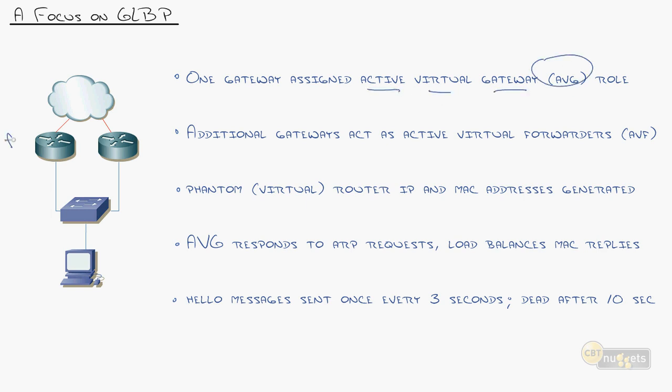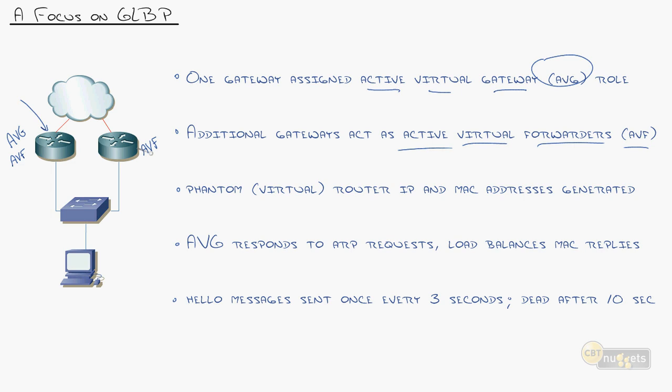Now the AVG is controlled by you. You set the priorities just like before, but unlike the other protocols, it has nothing to do with actually forwarding traffic. It's more of a management role, if you will. I'm saying this router is the manager router. All the other routers are going to act as active virtual forwarders, AVFs. Now, truth be told, this router, even though it's the AVG, will also be an active virtual forwarder. These are the workhorses. These are the routers that are forwarding traffic.